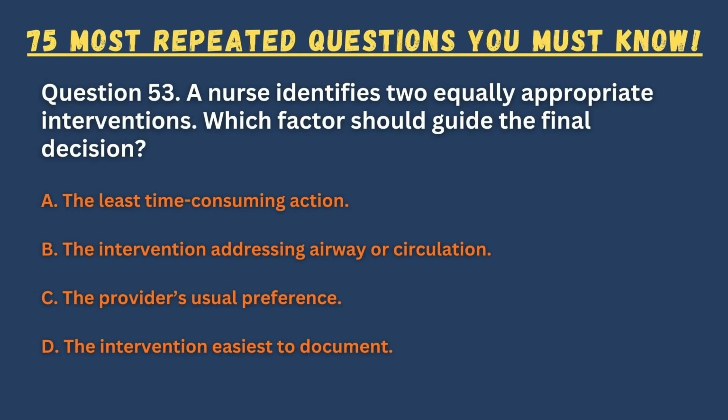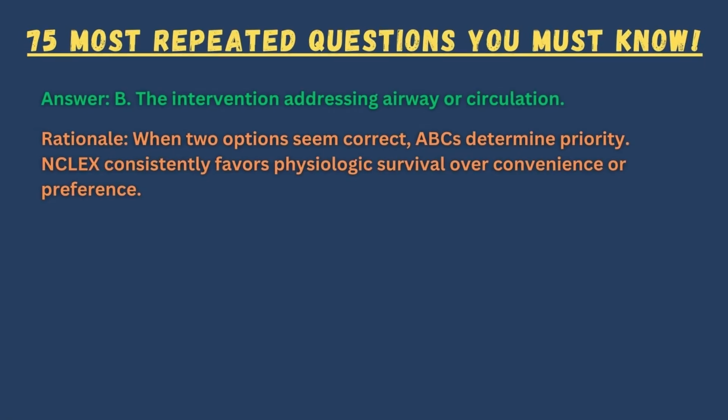Question 53. A nurse identifies 2 equally appropriate interventions. Which factor should guide the final decision? A. The least time-consuming action. B. The intervention addressing airway or circulation. C. The provider's usual preference. D. The intervention easiest to document. Answer: B. Rationale: when 2 options seem correct, ABCs determine priority. NCLEX consistently favors physiologic survival over convenience or preference.